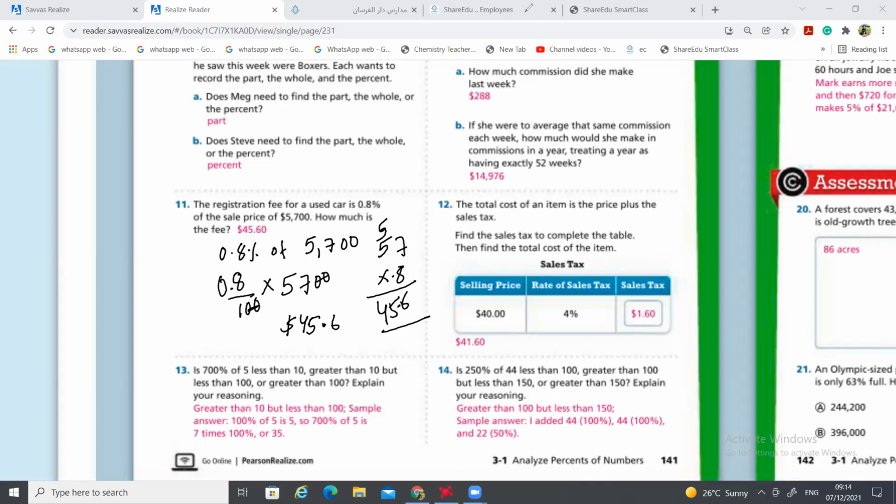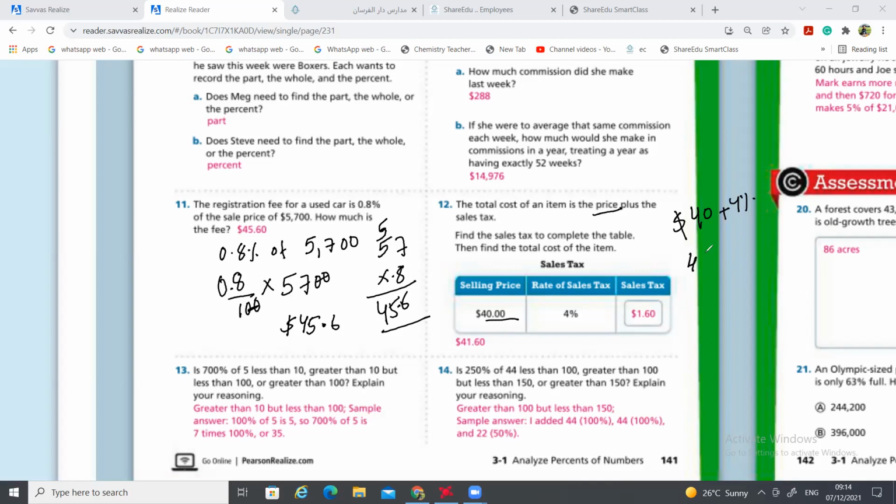Okay. Question number 12. The total cost of an item is the price plus the sales tax. Of course, when you are buying something, you have to pay the price and also the VAT. You know what we are usually paying these days, 15%. That is the sales tax. Find the sales tax to complete the table. Imagine you buy jeans for $40 and you have to pay 4%. In our country it is 15%. Here they're saying 4%.